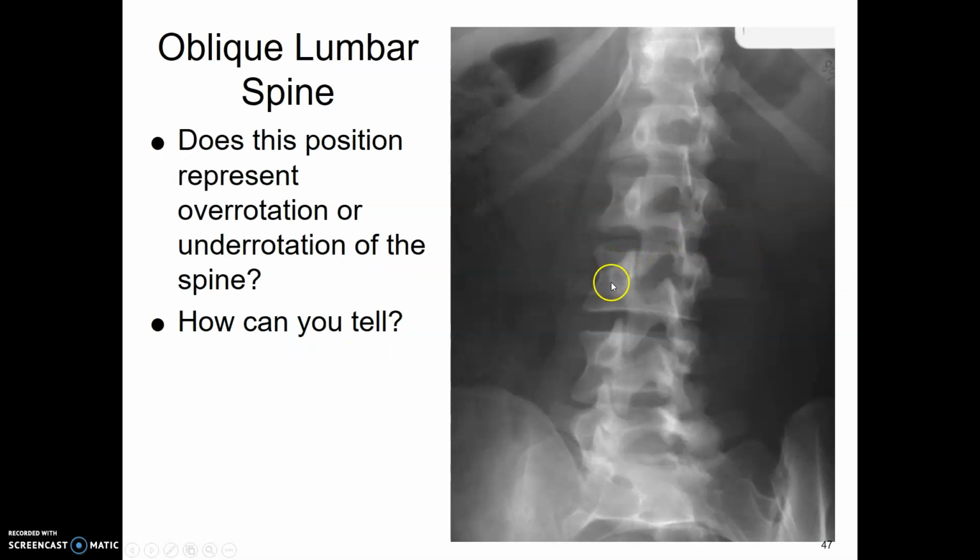Again, we're looking at the Scotty dogs here, and this is the other version. So the pedicle, the eye of the Scotty dog, the circle, is really anterior and not midline of the spine. So I want you to go through your notes and figure out, is this over or under rotation?